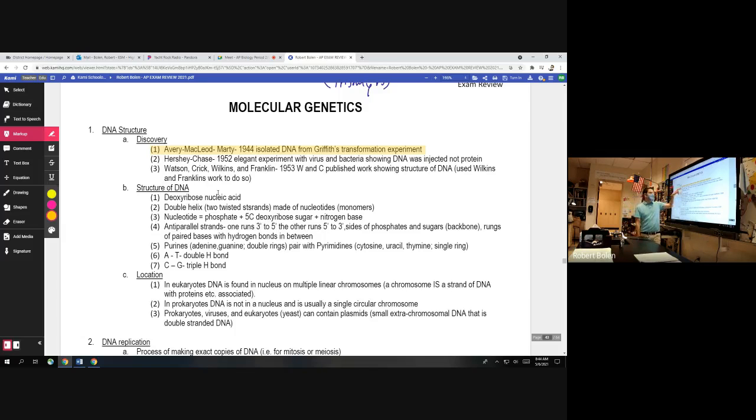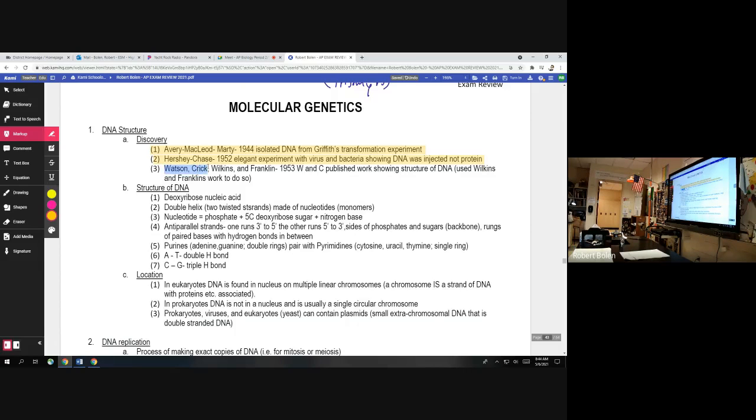And then in '52, Hershey and Chase did the blender experiment with viruses to confirm that whatever viruses were injecting into cells was DNA, and that was changing the genetics of the cells. They determined in 1952 that DNA was what was being transferred from the virus into the bacteria, and that was what was causing changes in the bacteria. And then our good friends Watson and Crick had the whole structure of DNA. They built the model based upon Rosalind Franklin's work. Franklin did the X-ray crystallography, and these guys figured out the structure.